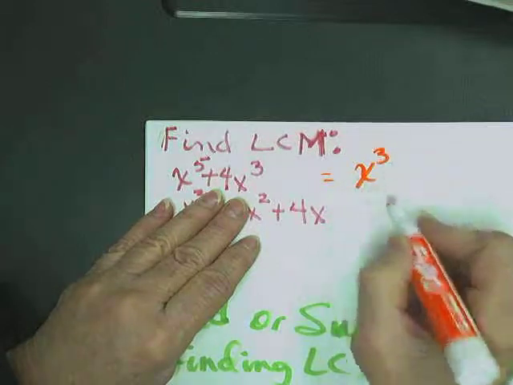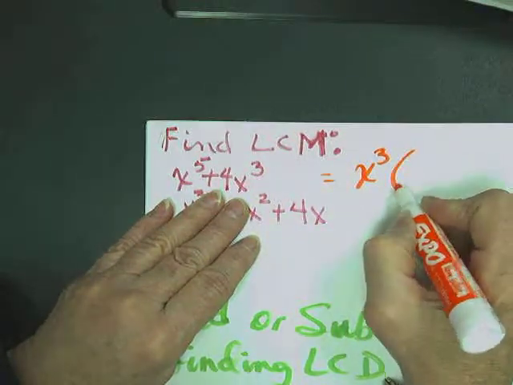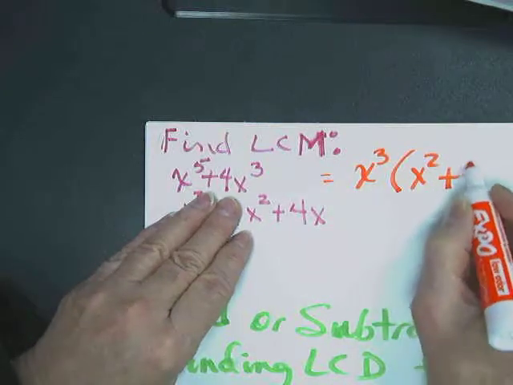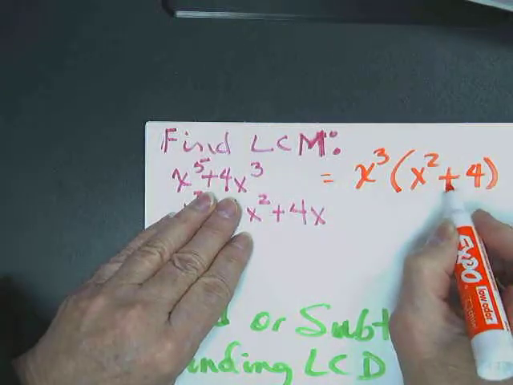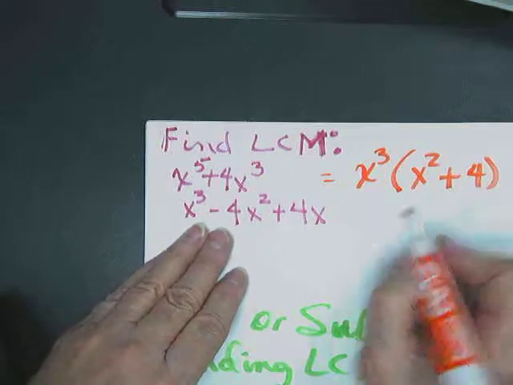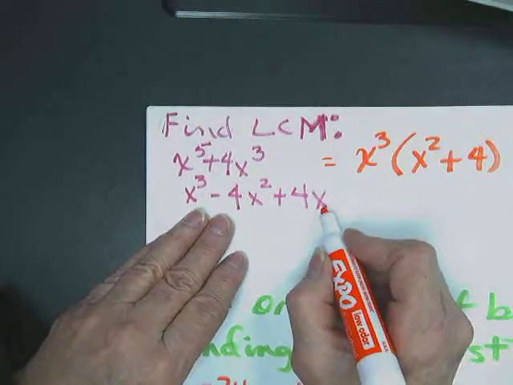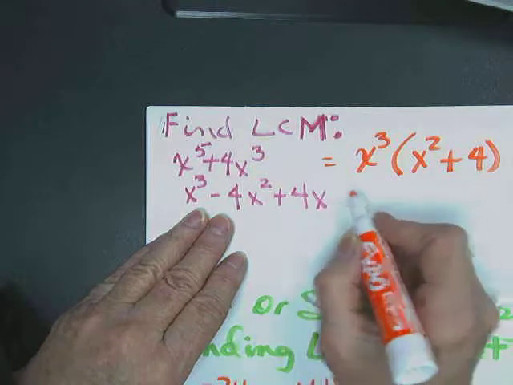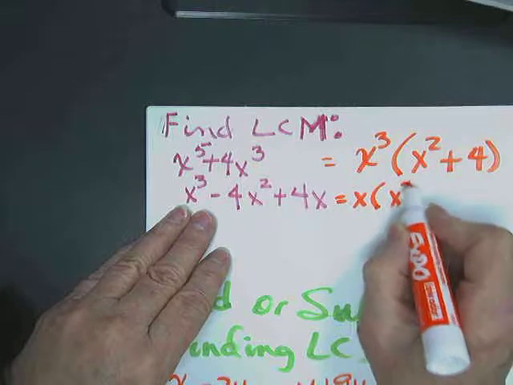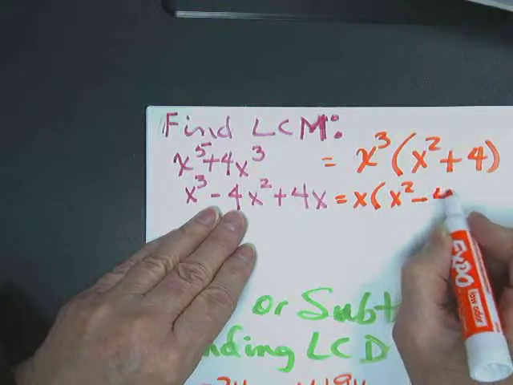Factor this. What can we factor? Can you see it? Doesn't look very factored. Factor out, what can we factor out? X to the third. Okay, so we have x squared plus 4. If that was a minus, remember we could factor it, it would be a difference of squares.